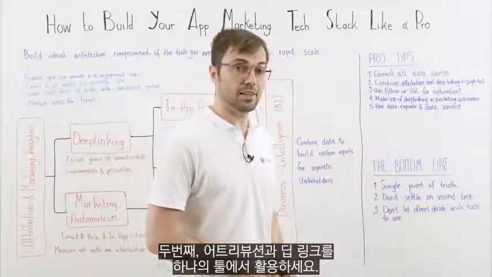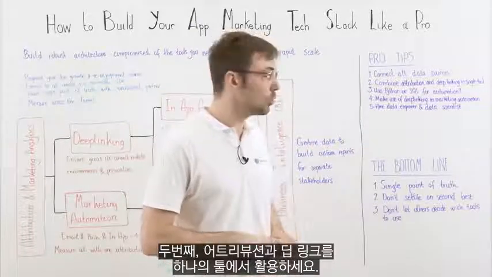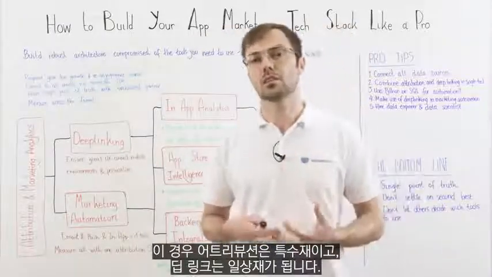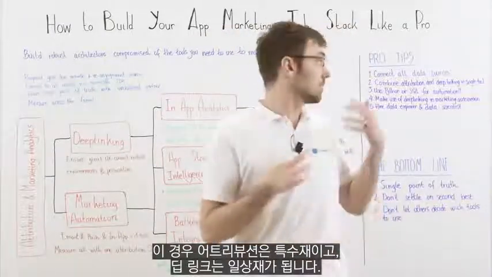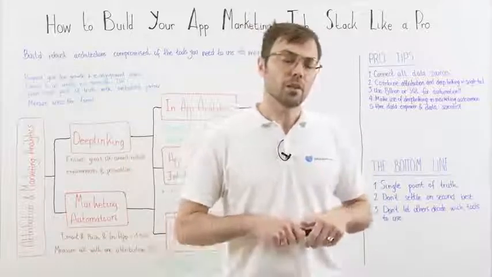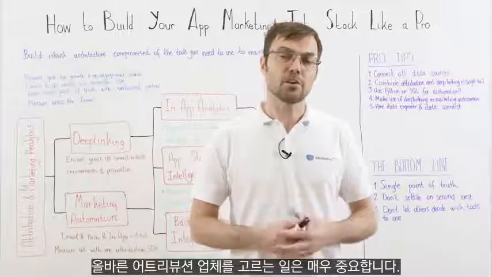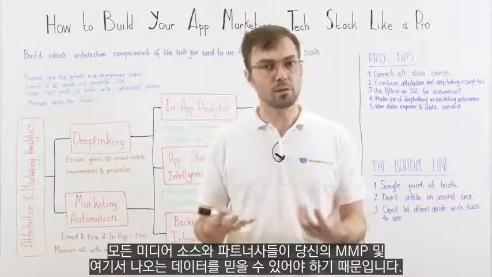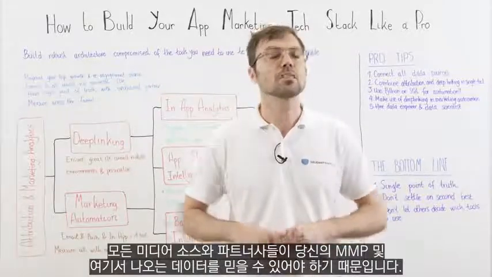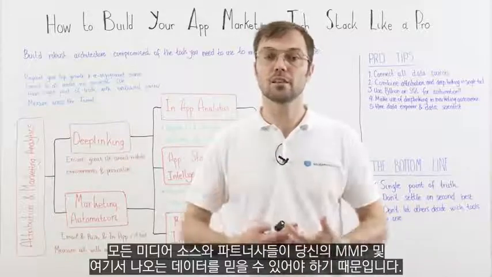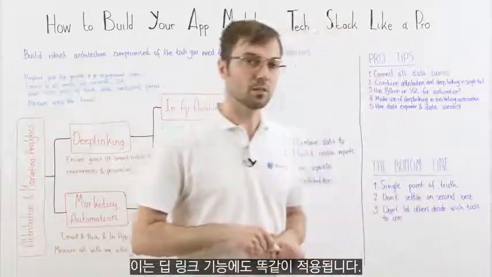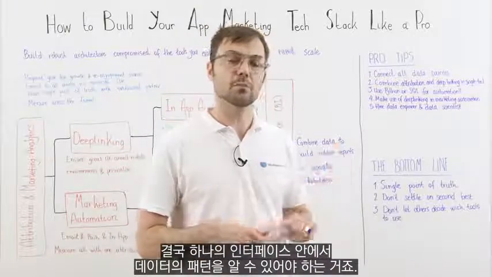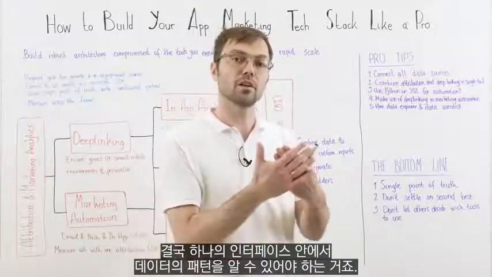Combine attribution and deep linking in one single tool. That's one thing where attribution is actually the speciality and deep linking is the commodity. The selection of the right attribution partner is super important because all your media sources, all your buying partners actually need to trust your MMP and the data that you're sharing with them. The same applies to the deep linking functionality itself. You want to understand the data patterns within one dashboard in the end.